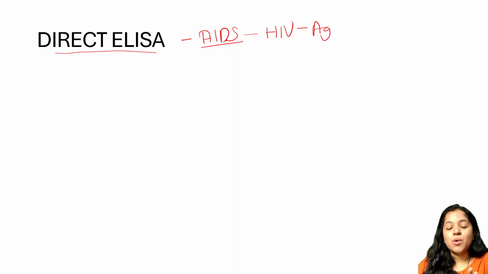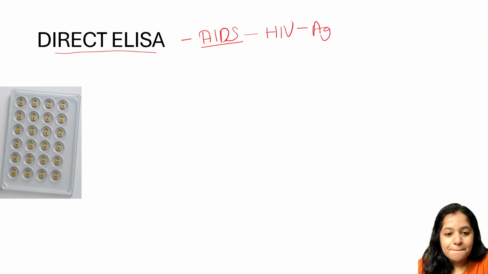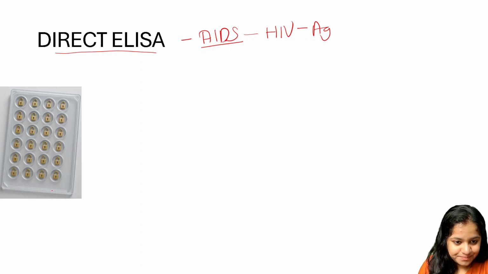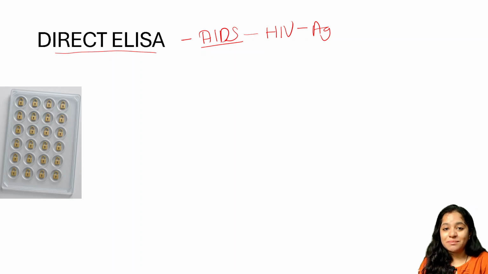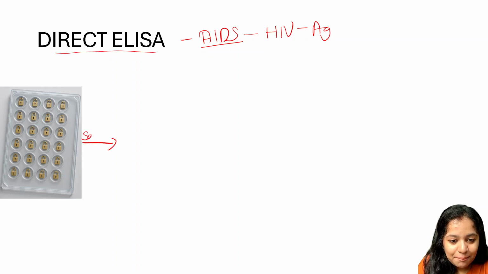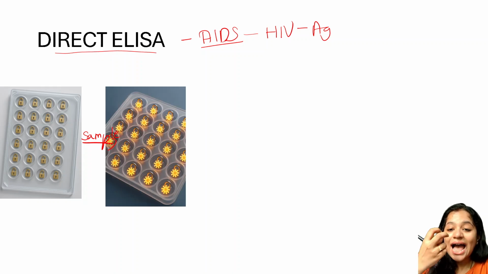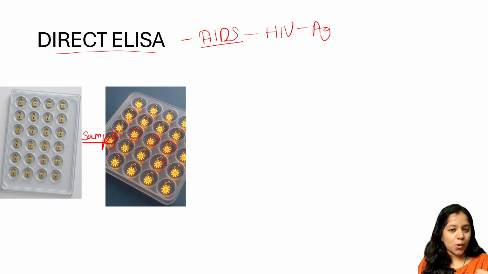So what I'll do is I will take a microtiter plate. This microtiter plate is covered by a layer of immunosorbent material, like the one I have explained. Now, I will apply my patient sample, the serum sample. After that, what will happen? The HIV antigen which is there will come and get fixed on this layer. It will get adsorbed.